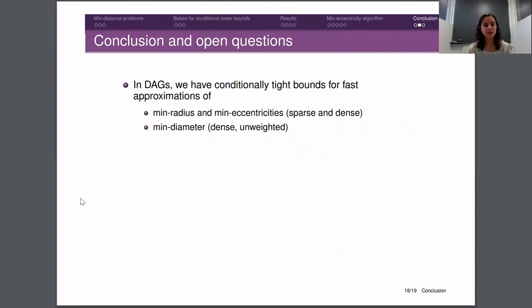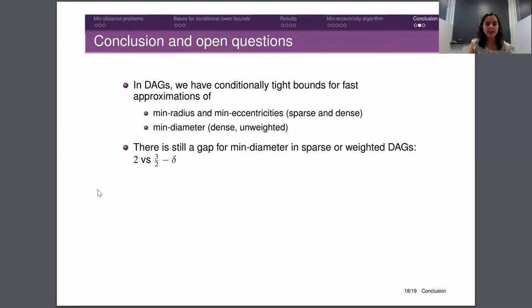Okay. So in conclusion, what we did was in DAGs, we have conditionally tight bounds for fast approximations for min radius and min eccentricities in both sparse DAGs and dense DAGs. For min diameter, we have something that's conditionally tight for dense unweighted DAGs. So it'd be interesting to be able to close this gap for DAGs that are sparse or weighted for min diameter.